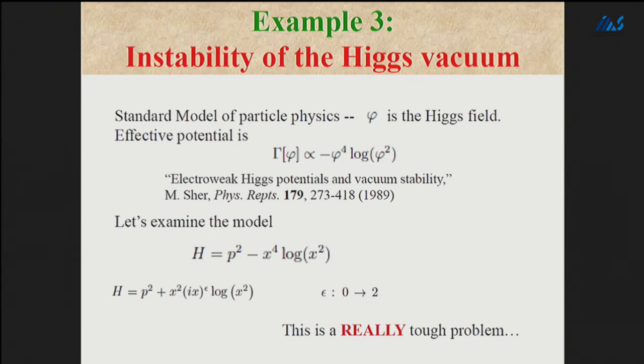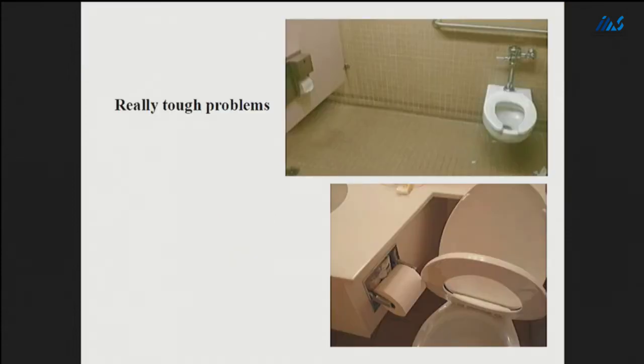But I want to give you a different picture. So this is an unstable effective potential. It's an upside-down potential. But it's more interesting because there's a logarithm. It's not just minus x to the 4, but it's minus x to the 4 log x. And this is really for Philip. I hope you like this, Philip. This is a really tough problem. So here are some really tough problems.